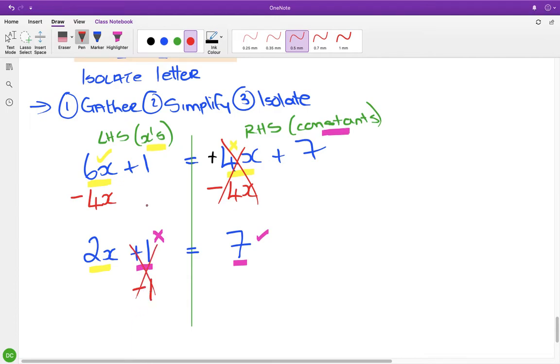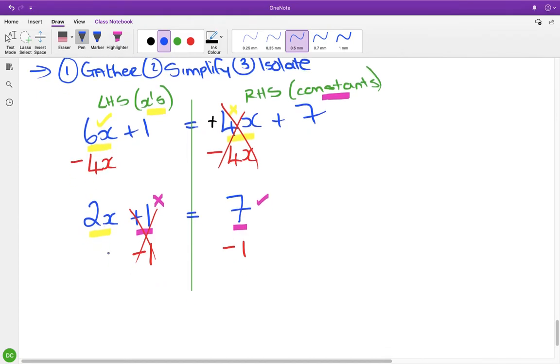But if I minus 1 on my left-hand side, I have to minus 1 over here on my right-hand side. So now over here, I have 2x because the 1's are gone, my equals. And here I have 7 minus 1, which is 6.